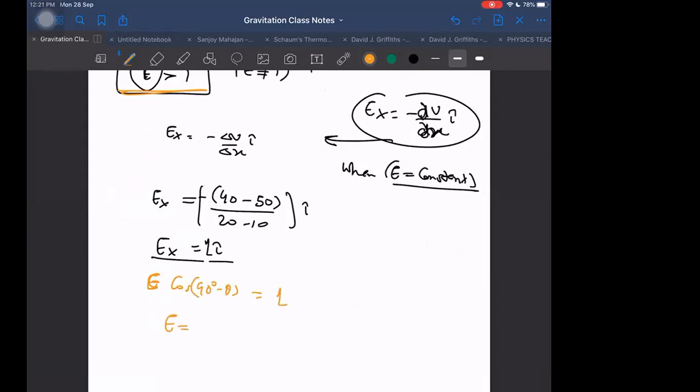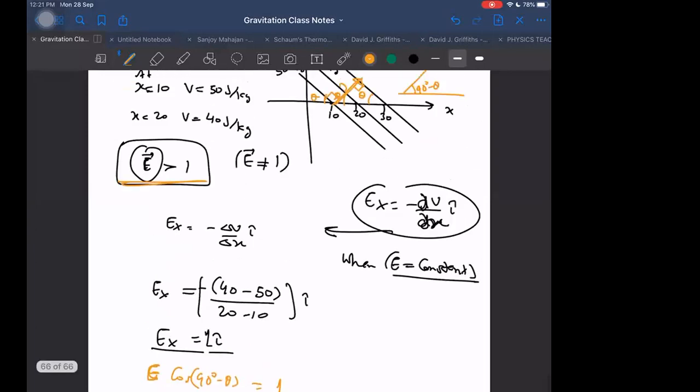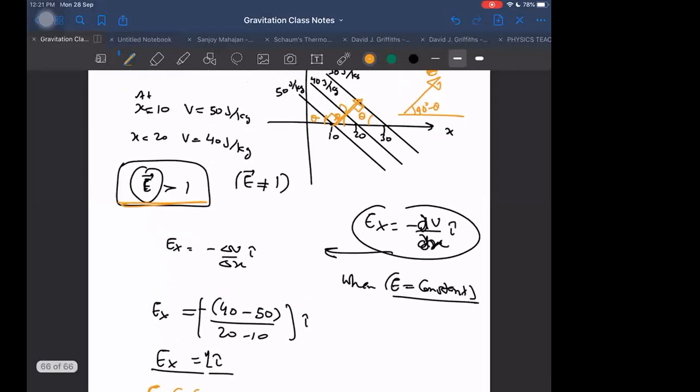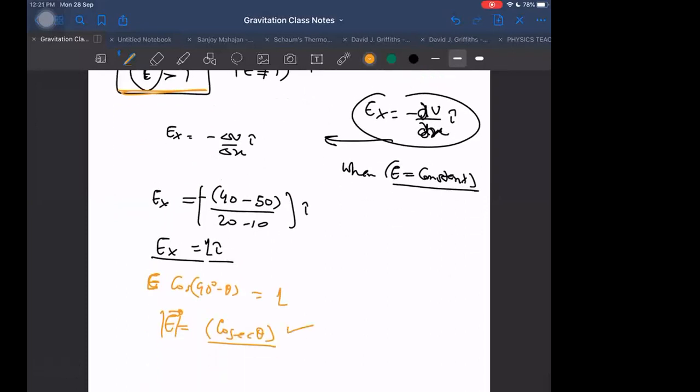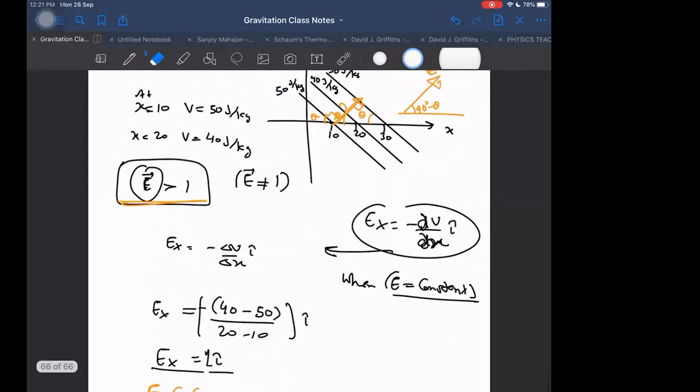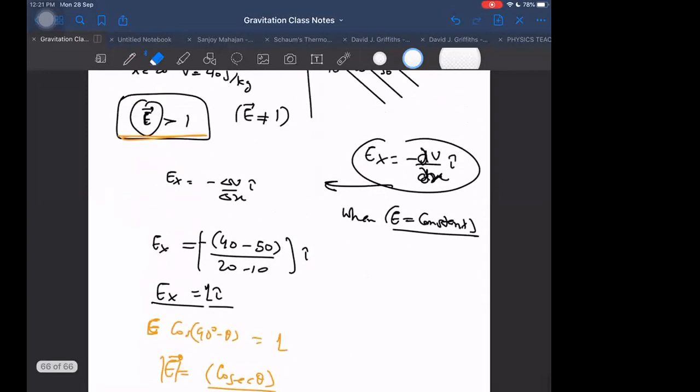So E will come out to be equal to cosec theta. Net E will be cosec theta, magnitude wise. Now we are getting the exact value. You took theta here instead of 90 minus theta, but that is not a problem. You have already understood it, right?